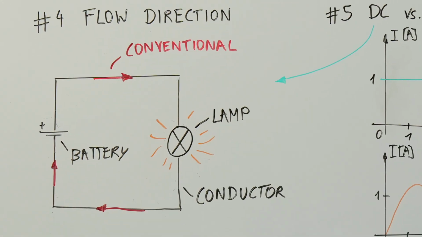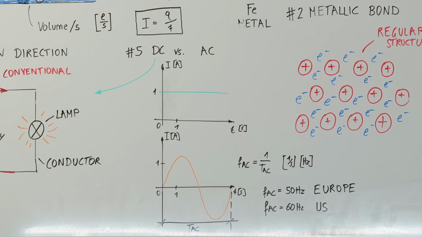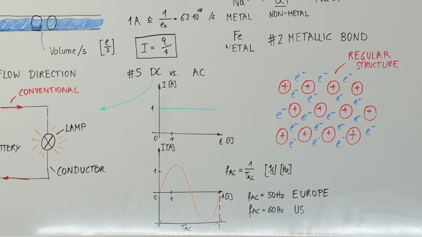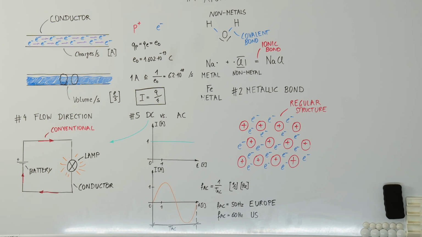The conventional direction of current flow is from the plus to the minus pole, which is used by electrical engineers in all sorts of formulas. It is also what you should use when drawing the direction of the current. However, in reality, the electrons move from the minus to the plus pole. Finally, we can divide the current into DC and AC. DC current flows in one direction only, while the alternating current AC changes periodically in direction and amplitude.